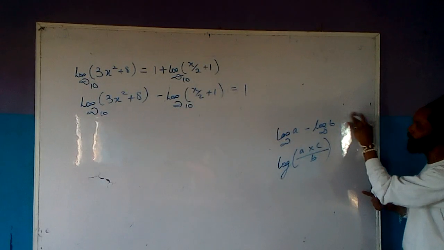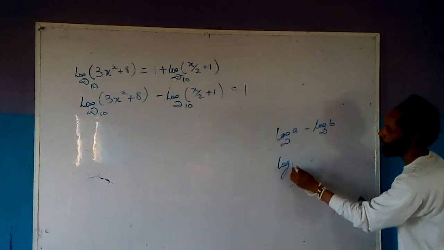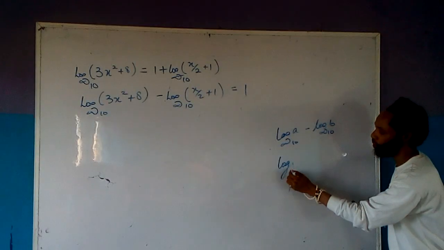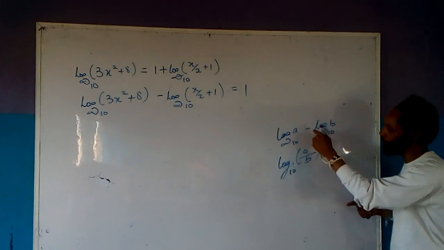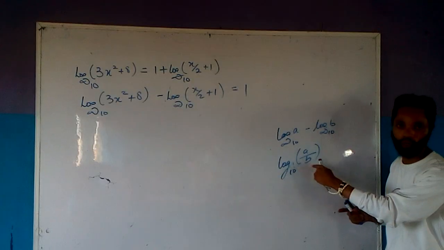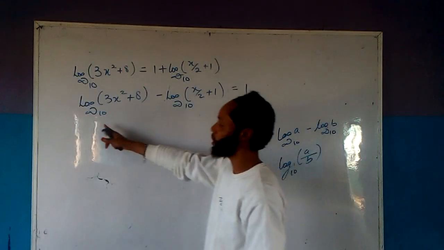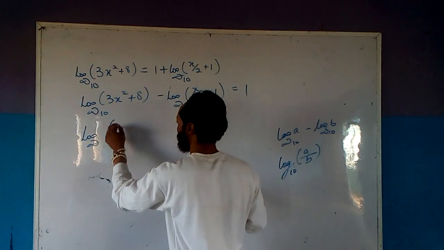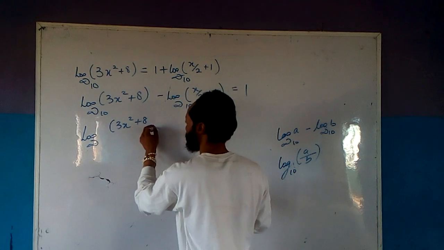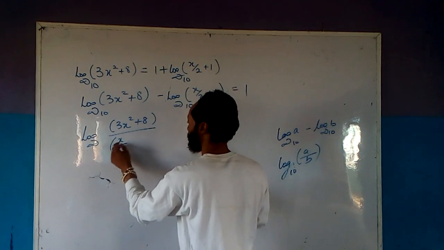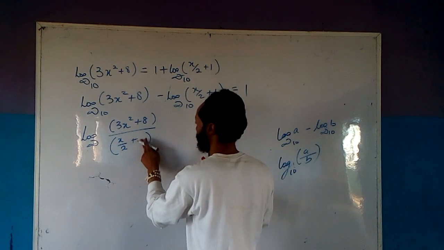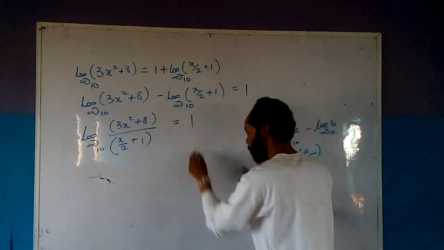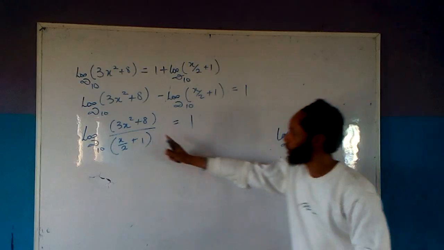So because we have only these two, I can write it as log A over B, and if you don't see anything, it's base 10. The negative log will become the denominator. So we're going to do the same thing in this case. We're going to have log of 3x squared plus 8 over x over 2 plus 1, in base 10. This is what we have here, equals 1.